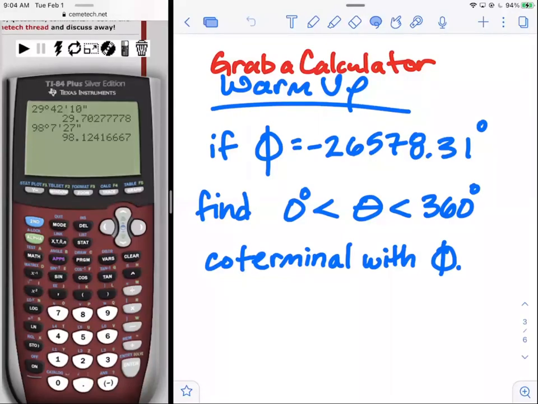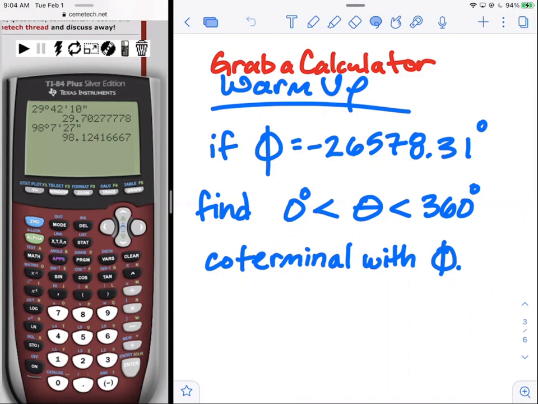Grab a calculator, warm up. All right. So what's the name of that Greek letter with the vertical line through it? Phi. Good. So if phi is this huge angle, we want to find theta between 0 degrees and 360 degrees coterminal with it. Again, what does coterminal mean? Those two angles are coterminal if they share the same terminal ray. They land at the same spot.